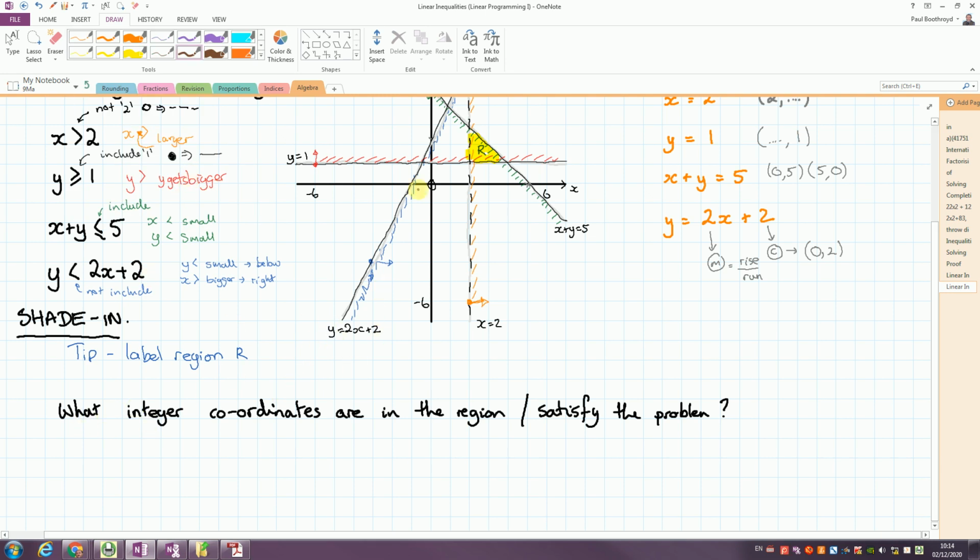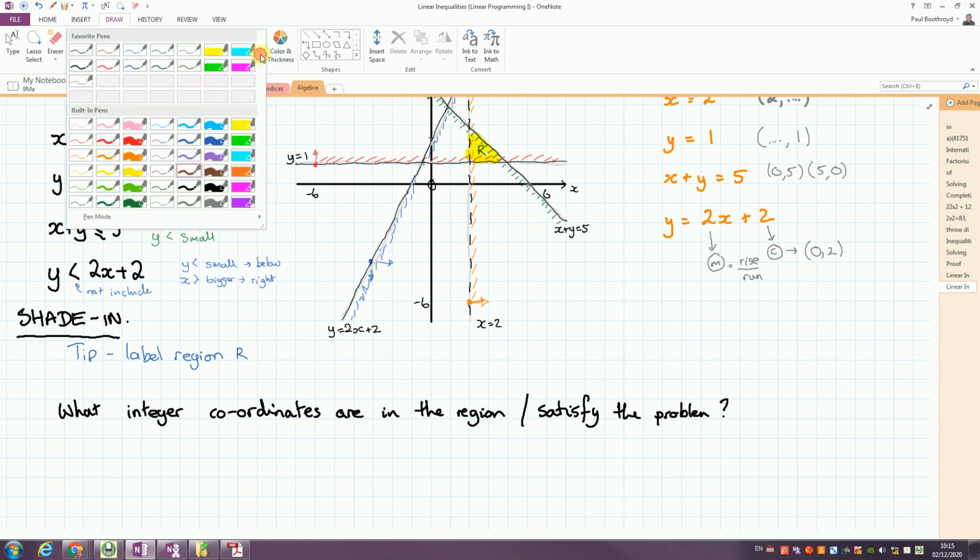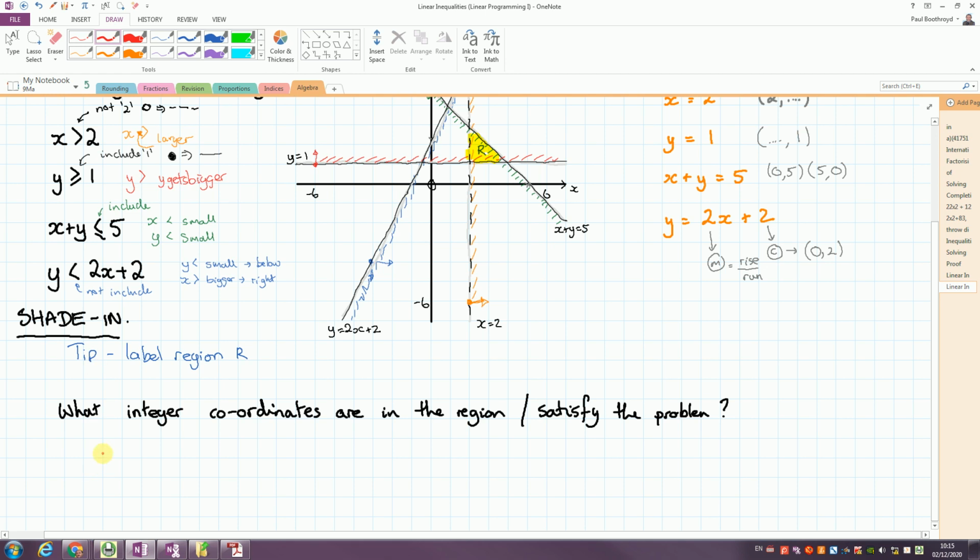So the ones that are included are this point, and this point. So we've got (3, 1), (3, 2), and (4, 1). That's how to solve and satisfy those problems, given the actual coordinates. Okay.